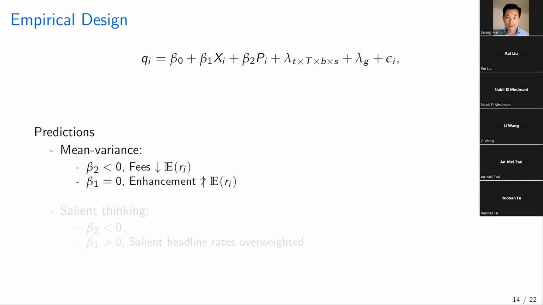Let me just quickly walk you through predictions of some investor preferences. If investors are mean variance investors, you would expect a negative coefficient on the fees, on P here, because fees translate into lower returns. We wouldn't expect a significant coefficient on enhancement, beta 1. If investors are salient thinkers, you would still expect a negative coefficient on fees, but on top of it, we would expect a positive coefficient on enhancement because enhancement translates into more attractive salient attributes.